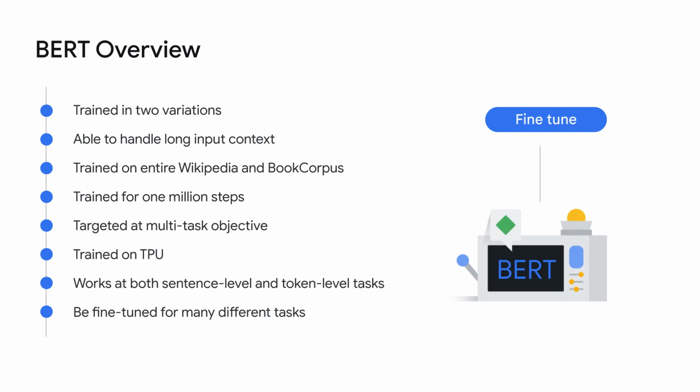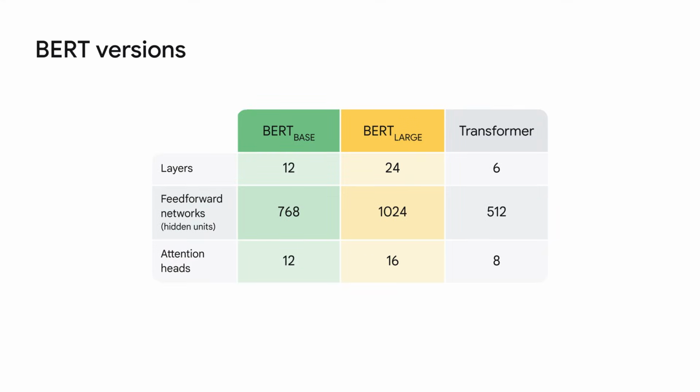The BERT model is powerful because it can handle long input context. It was trained on the entire Wikipedia corpus and books corpus. The BERT model was trained for 1 million steps. BERT is trained on different tasks, which means it has multitask objective. This makes BERT very powerful. Because of the kind of tasks it was trained on, it works at both a sentence level and at a token level. These are the 2 different versions of BERT that were originally released.